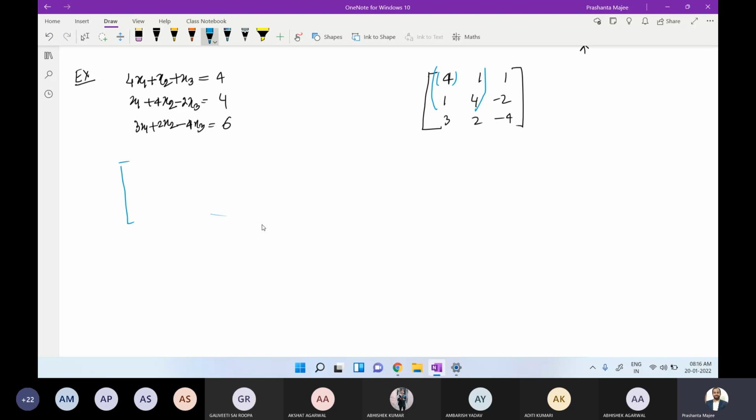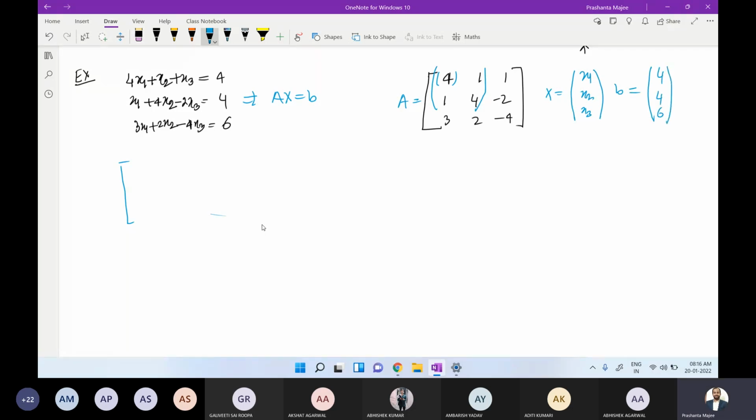So here A is of the form AX equals B. What is X? X is the column vector of unknowns, x1, x2, x3. What is B? B is the right hand side known vector, 4, 4, 6.